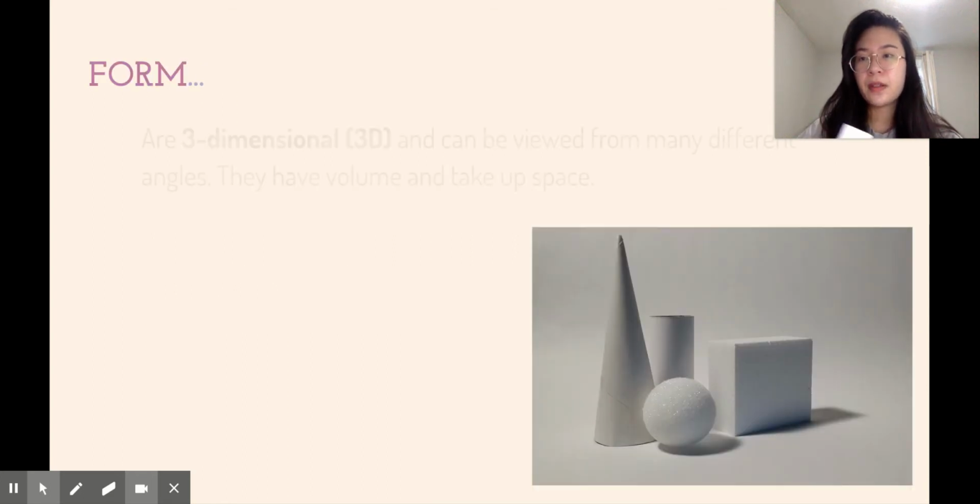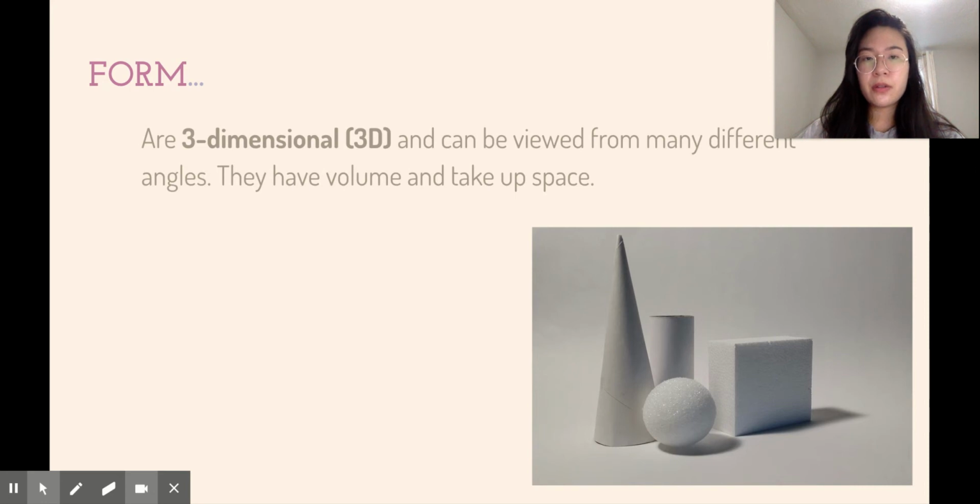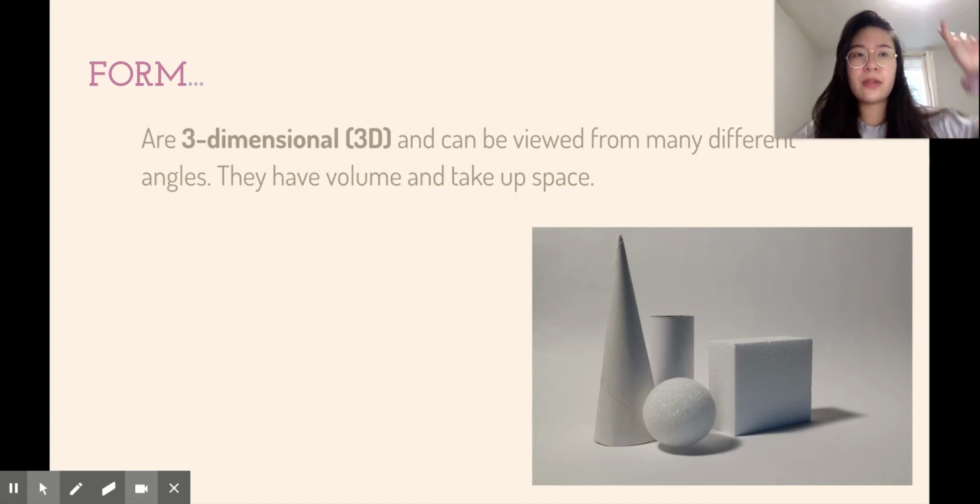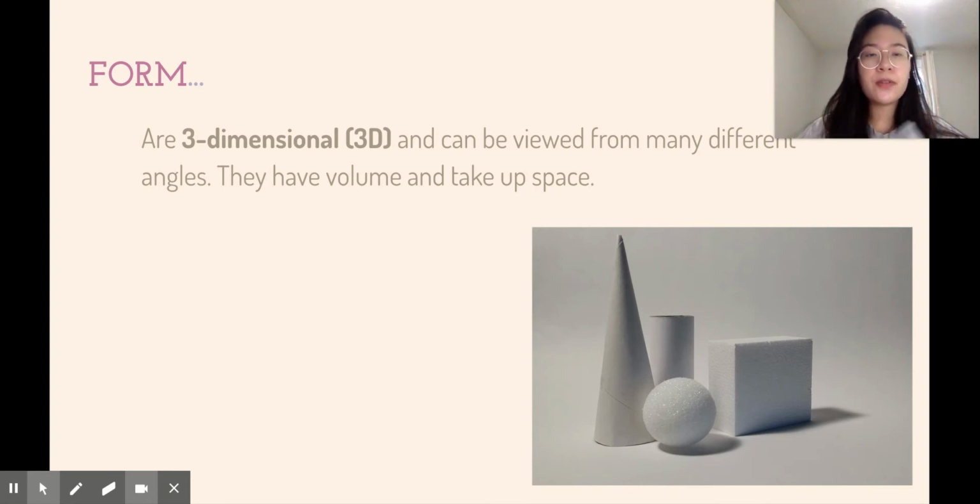Forms are three-dimensional, 3D. They can be viewed from many different angles. They have volume and take up space. Basically, form is anything that's real to the touch. It's an actual object, whether that is a sculpture, a paper sculpture, or an art installation, maybe with hanging lights and things like that. Those are all forms. So form is anything that is real, not on 2D or paper.